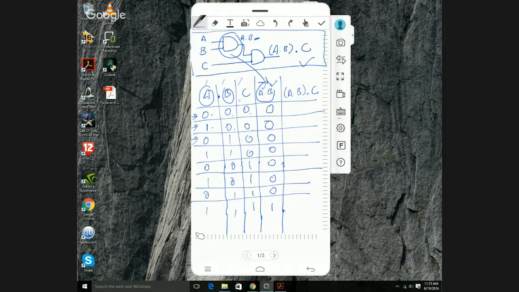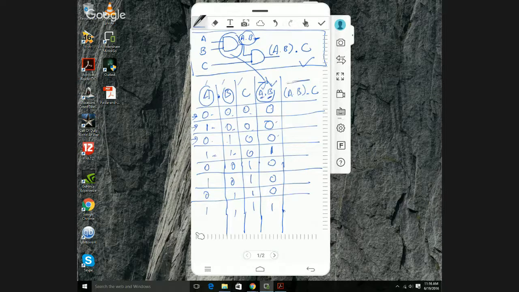Alright, so 0 0 0, 1 0 0, 0 1 0. Please correct me if I'm making mistakes. There is a mistake, 1 and 1, because A dot B, so we will only multiply A dot B, not C. So 1 and 1 will become 1. 0 0 0, 0 1 0 0. So we're going to have two ones, and that's pretty easy. So let's move ahead.